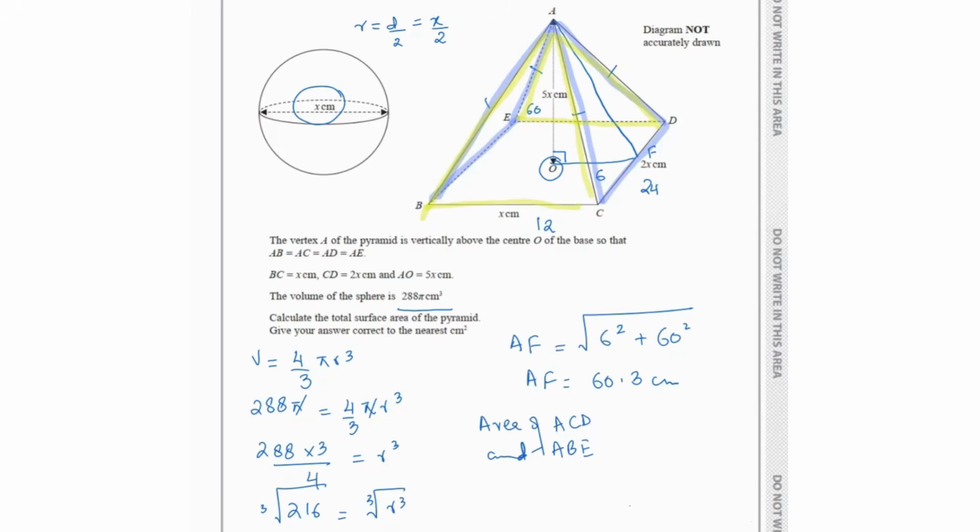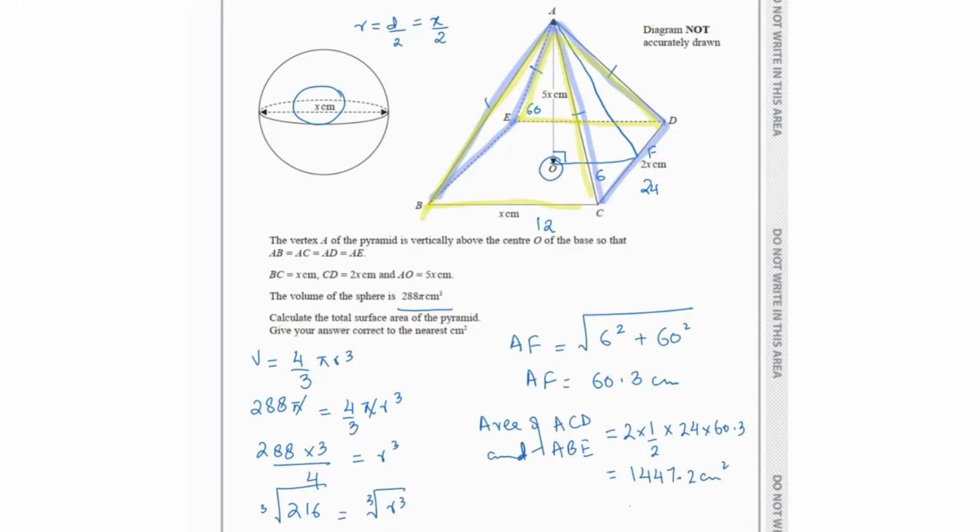So the area of these 2 faces is going to be 2 times 1 over 2 times base is 24, height is 60.3. So that equals 1447.2 centimeters square. So that is the area of the blue faces.